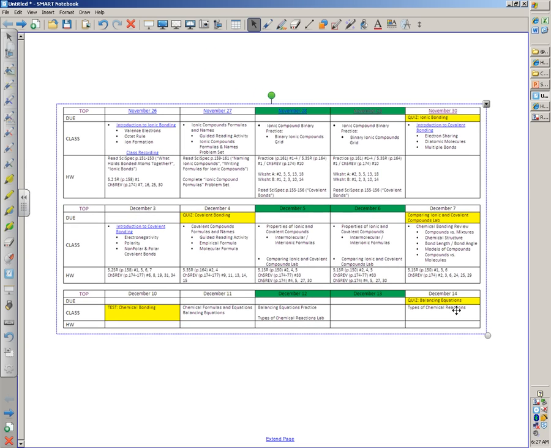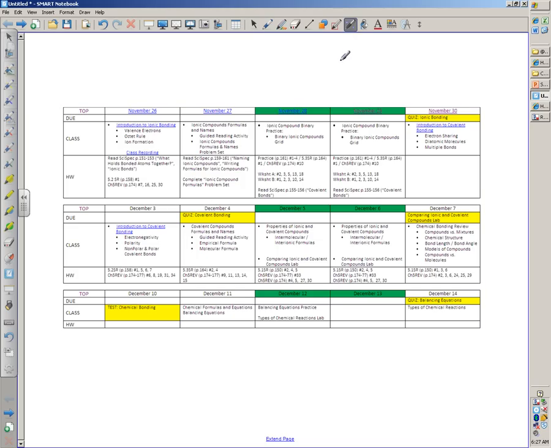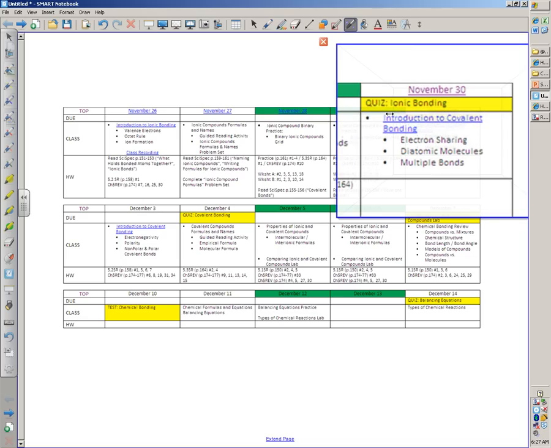First, just to keep up with consistency, here's your calendar. I know it's pretty small and you probably can't see it, so I'll zoom in onto some things. First thing for today, you guys took your ionic bonding quiz at the beginning. Today, during class, we're going to get into the introduction to covalent bonding. So that's where we're going to start off today.